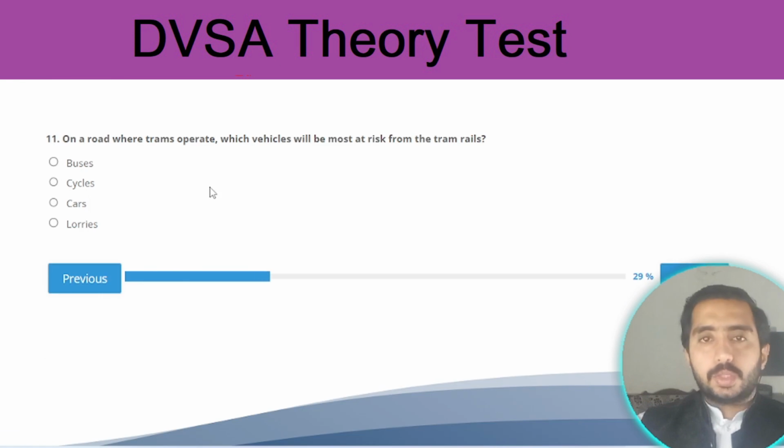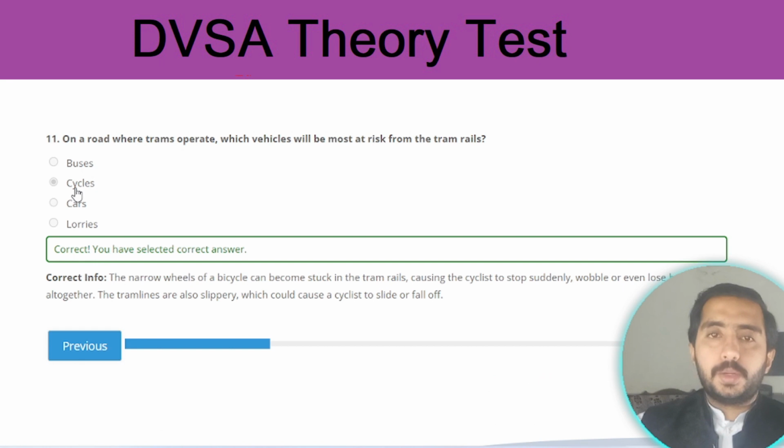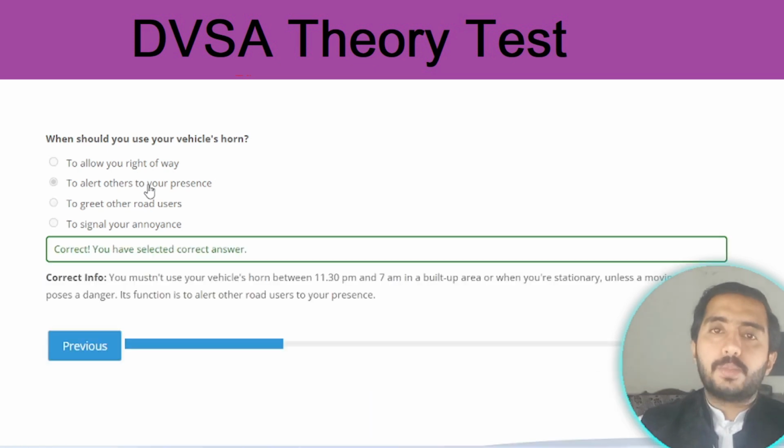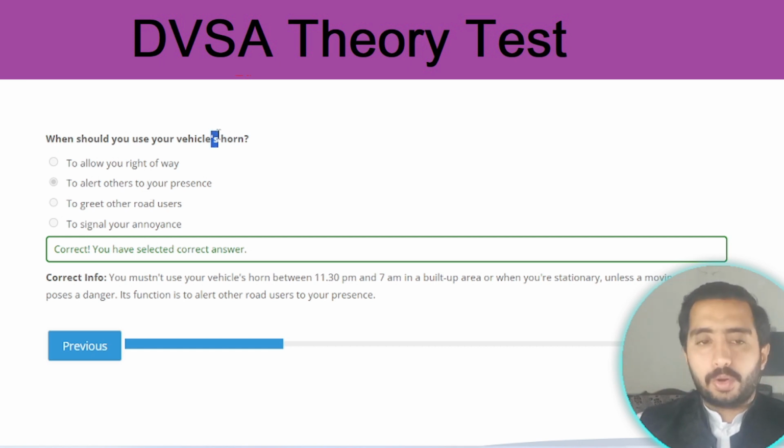Next question. Question number 11. On the road where trams operate, which vehicle will be most at risk from the tram rails? The most risky vehicle will be cycles. Option B is the correct option. Next one. Question number 12. When should you use your vehicle horn? Your vehicle horn should be used to alert others of your presence. When you need to inform others of your own presence, then you need to use your vehicle horn.